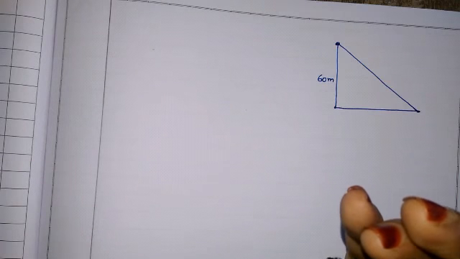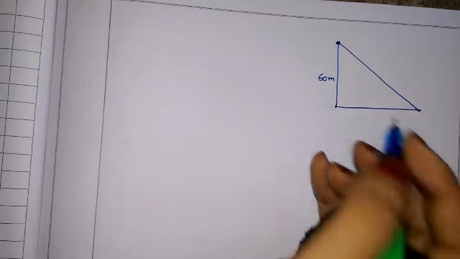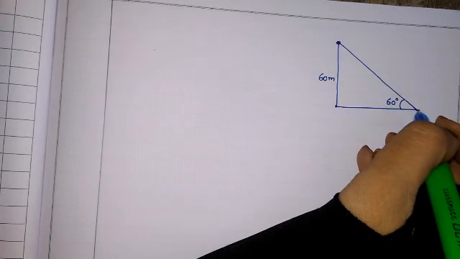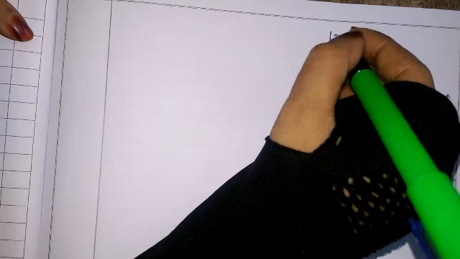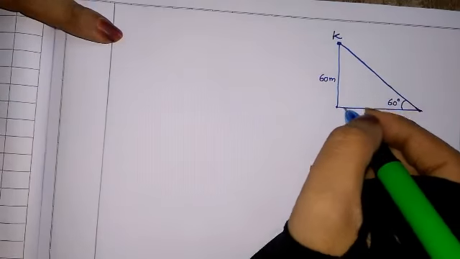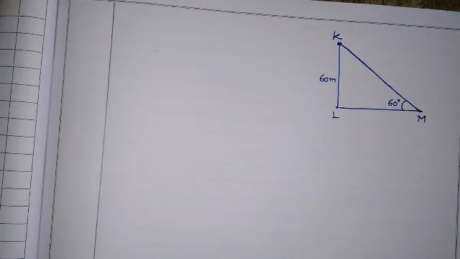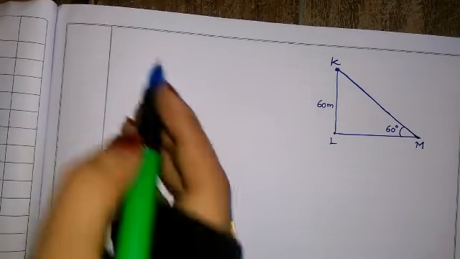And they have told it is inclined at an angle of 60 degrees. Now find the length of the string. This we have to find. Let us write this as KLM, K stands for kite. Any name we can use. So let LM be the horizontal ground and K be the position of the kite.